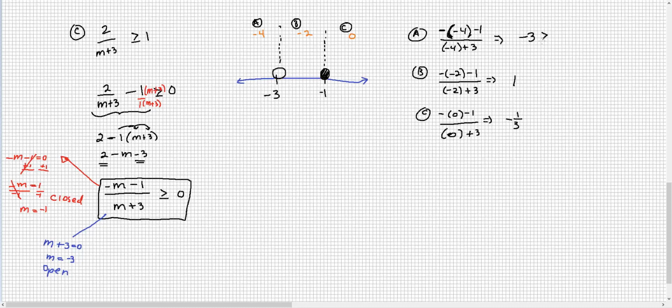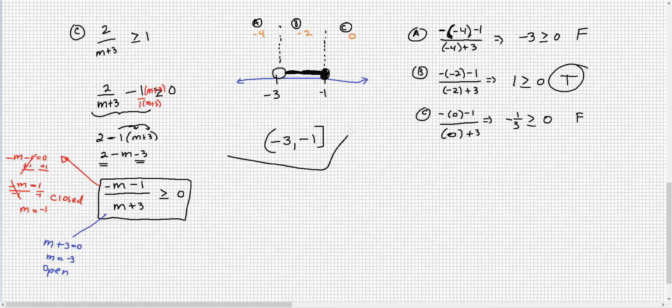So is -3 greater than or equal to 0? False. Is 1 greater than or equal to 0? True. Is this one greater than? No, because it's negative, so false. So the only one that's true is region B. And now the notation is going to go from -3 to -1. And the -3 is parentheses because it's open, but this one is closed. So it's going to get a bracket. Alright, next one.